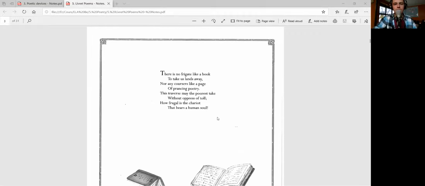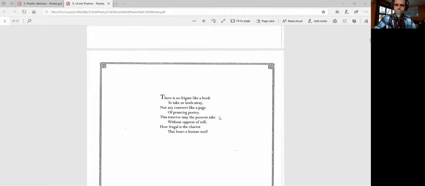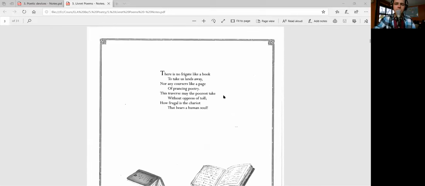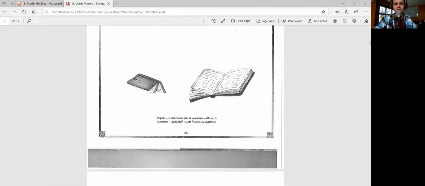Let's have a look. This is a poem that I give you in your poetry booklet. You should have this. So let's have a look at what we're looking at here. First of all, not all poems are going to come with images, but this one does. And I think that that's very helpful. So I can see books. I'm thinking that we're probably going to be reading a poem about books or reading or something like this. If we look at the bottom here too, this is very useful.